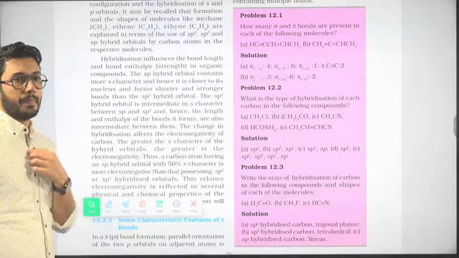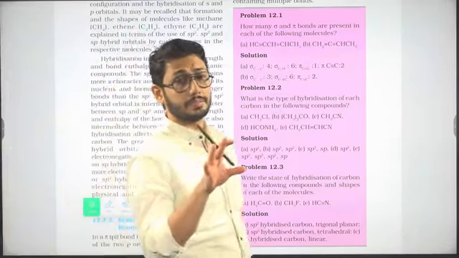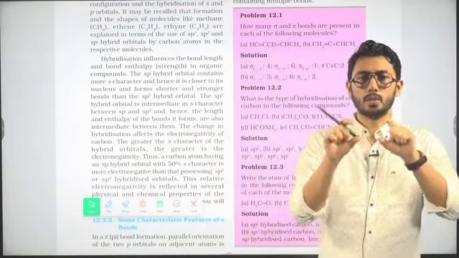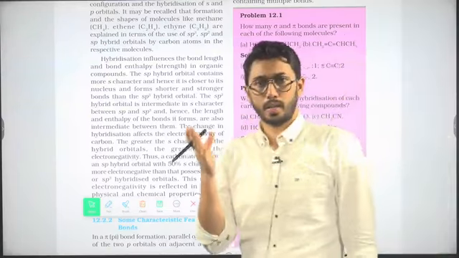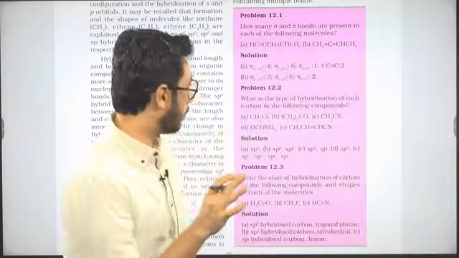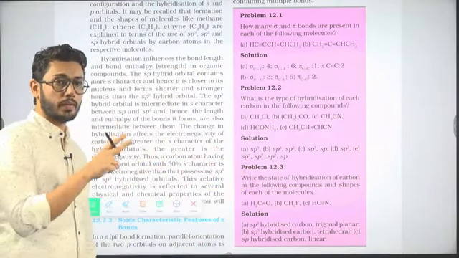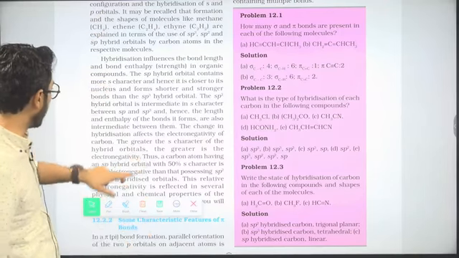So here what happens in this carbon chain is, carbon can be all three, sp, sp2, sp3. So this means that it will affect the electronegativity of the carbon. Why? Because carbon which is sp hybridized will be most electronegative among them. So when you read that portion, you will get the idea.